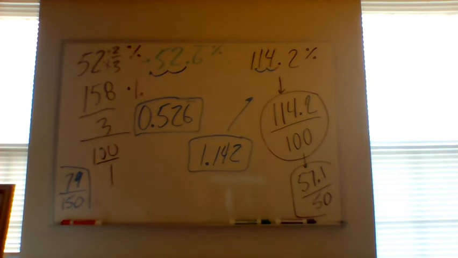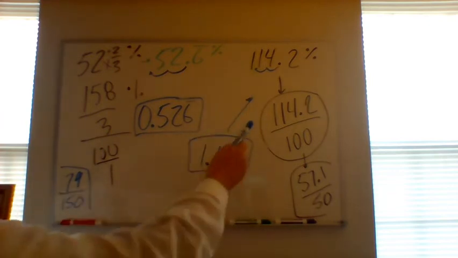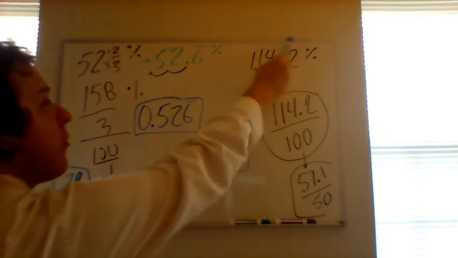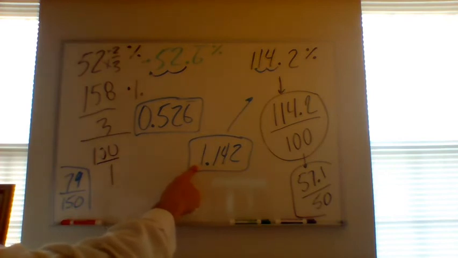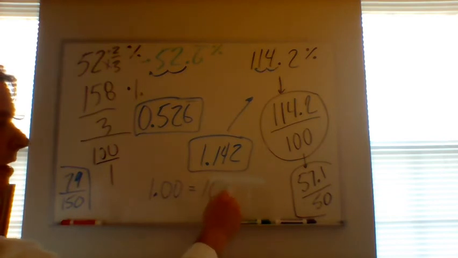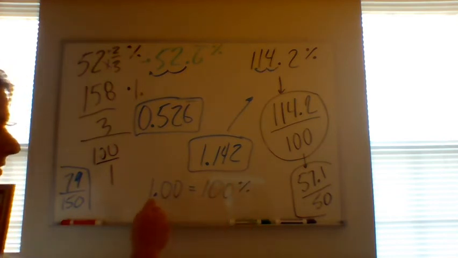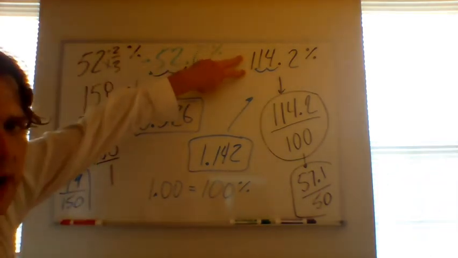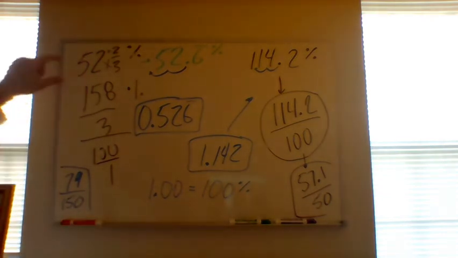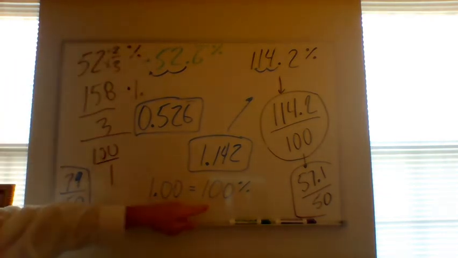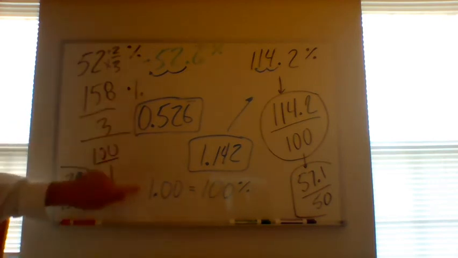Okay, so anytime we have a percent that is over 100, our decimal should be over 1, right? Because 1.00 is equal to 100%, because if we move the decimal back, it would be 100. So if we have a percent that's larger than 100, our decimal better be larger than 1. And if we have a percent that is less than 100, then our answer as a decimal should be less than 1.